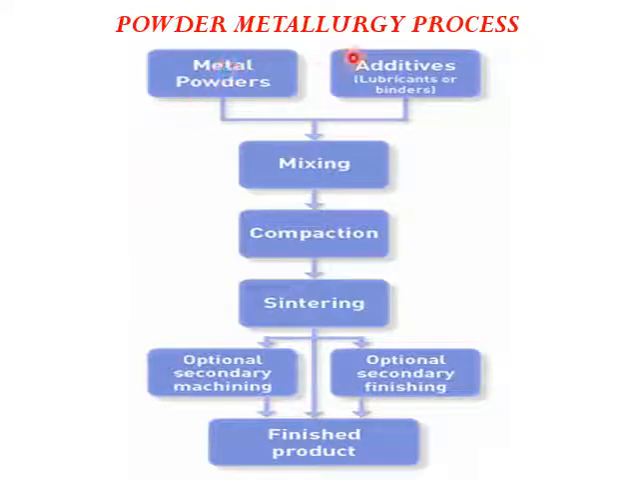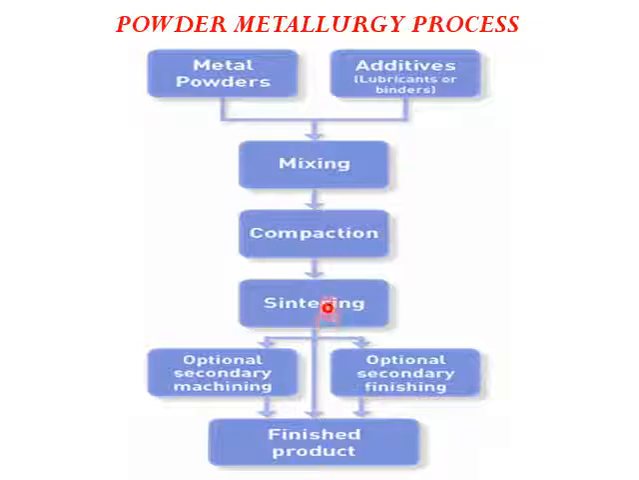Metal powders are mixed with the additives, that's lubricants or maybe binders. They are mixed together. Proper mixing of that should be done before compacting. Compacting is like applying a pressure with the help of a hydraulic press or with a known weight. Next it is sintering. It is subjected to a high temperature, a temperature at which there will be a proper bonding between the particles. That is what exactly sintering is.